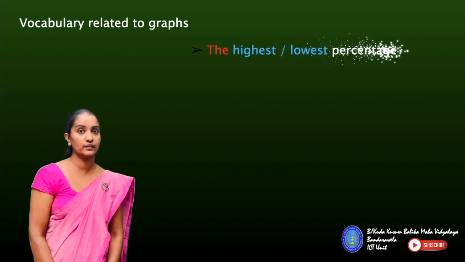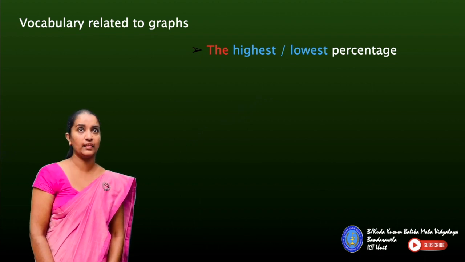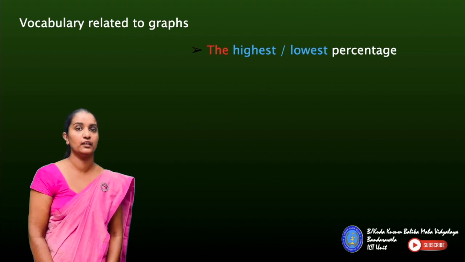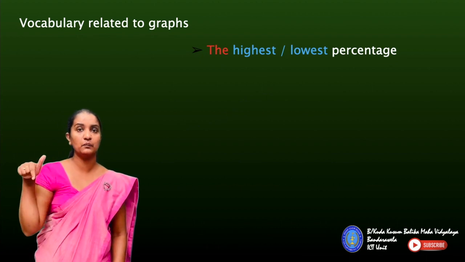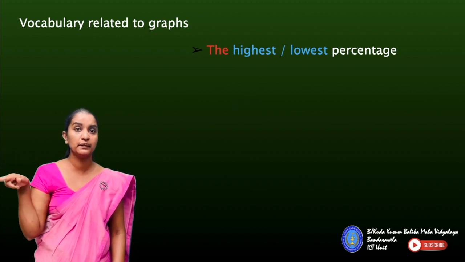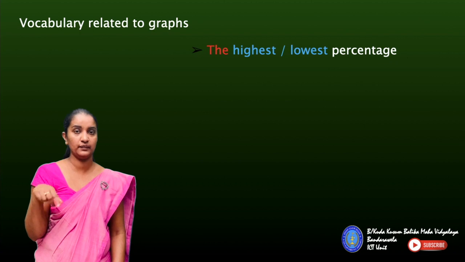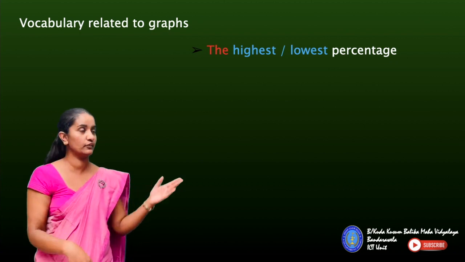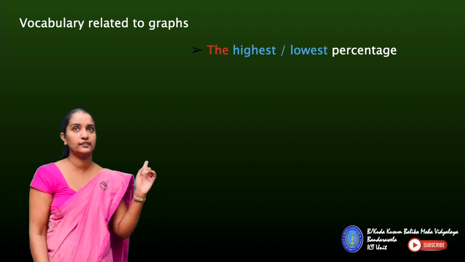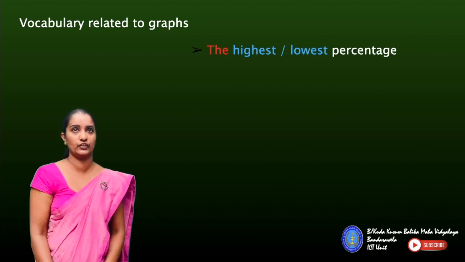If you are given a pie chart to describe, you have to write the highest or the lowest percentage instead of the most or the least. Because most of the time in a pie chart, the data is given in percentage. That means pratishata. So you can't use number or amount there. You have to say highest or lowest percentage.